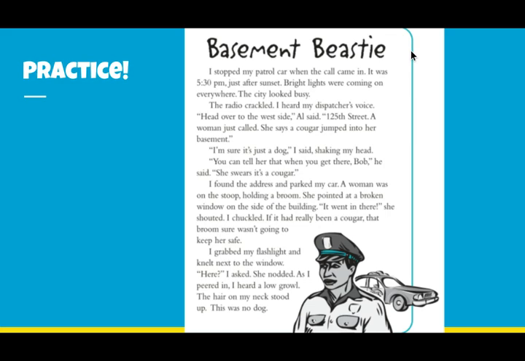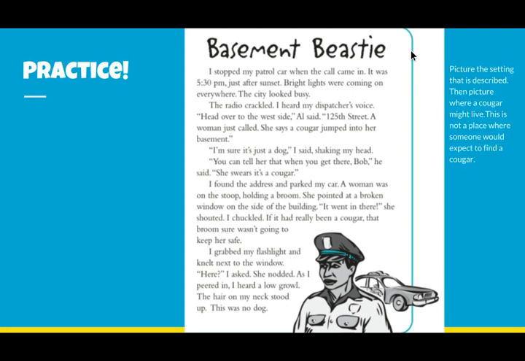We're going to go ahead and read this passage, and we're going to think about some things as we go. Basement Beastie. I stopped my patrol car when the call came in. It was 5:30 p.m., just after sunset. Bright lights were coming on everywhere. The city looked busy. The radio crackled. I heard my dispatcher's voice. "Head over to the west side," Al said. "125th Street. A woman just called. She says a cougar jumped into her basement."